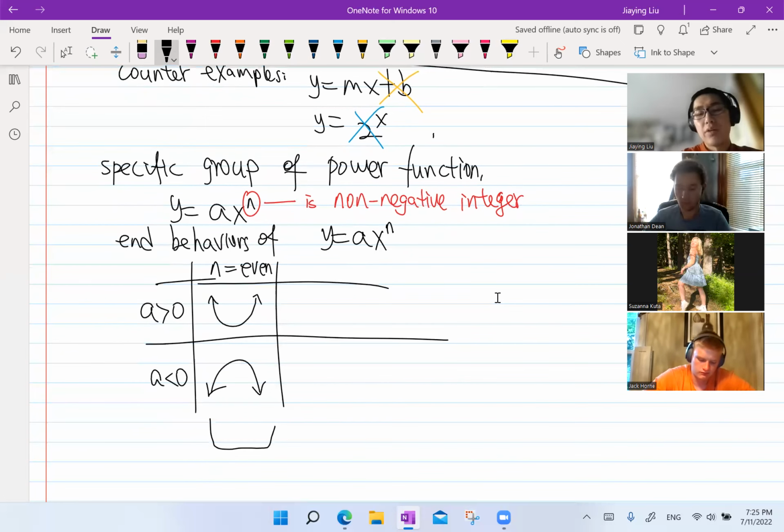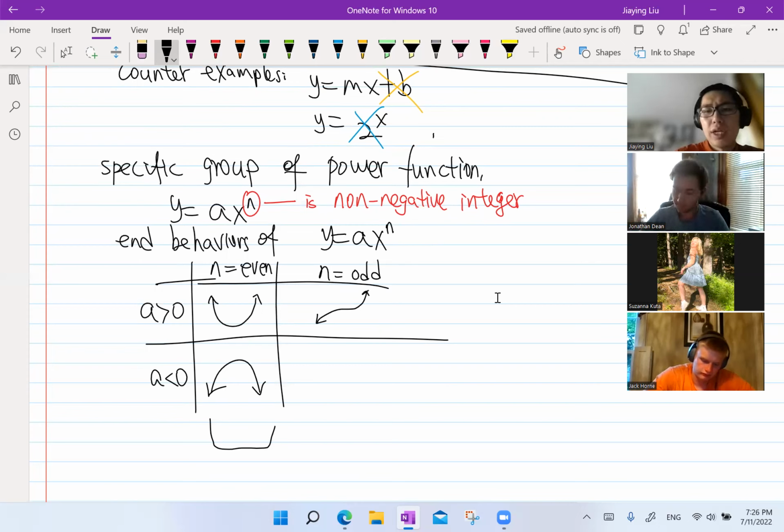So that could be a graph for, say, y equals x to the 100th power, something like that. So the corners are a lot more like 90 degree angles than the regular parabola. And if n is odd, more than one, then we're going to generally see a shape like y equals x cubed, the chair shape.